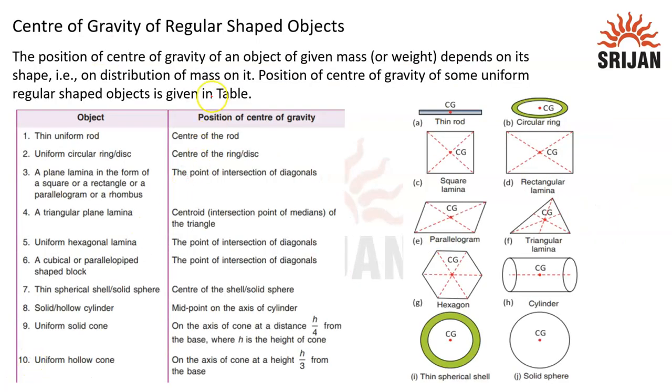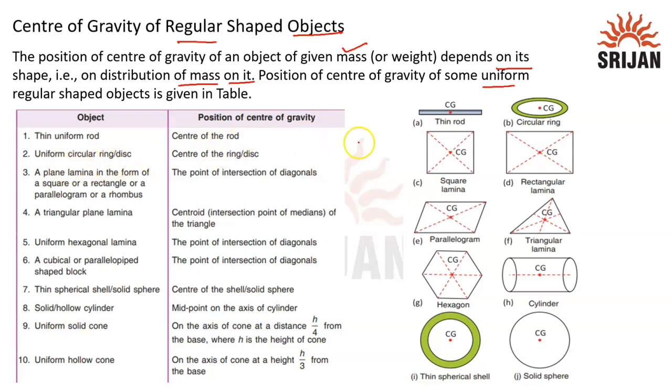Here we can see the center of gravity for some regular shaped objects. Now the position of the center of gravity of an object of given mass depends on its shape, that is, on the distribution of mass in it. So the position of the center of gravity of some uniform regular shaped objects is given. Here we can see a thin rod. The center of gravity will be at the center of the rod.